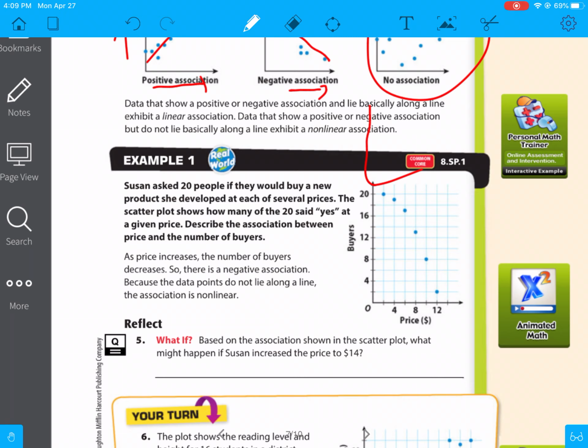Example 1, Susan asked 20 people if they would buy a new product she developed at each of several prices. The scatter plot shows how many of the 20 said yes at a given price. So she's selling this thing for $2. All 20 of them said they would buy it. Now, as the price goes up, the number of people that buy it goes down. So that would be a negative association.